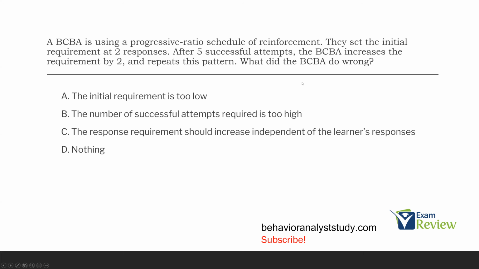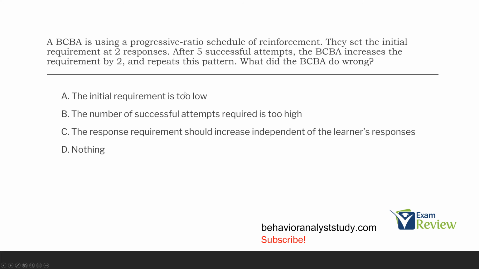So, what did the BCBA do wrong here? A, the initial requirement is too low. The initial requirement is 2 responses, one above continuous reinforcement. Definitely not too low, seems fine. B, the number of successful attempts required is too high. Well, if they do it 5 times in a row, that seems like a pretty good time to move on. So, nothing wrong with that. Again, it also doesn't clarify if it's a required amount of attempts. We just know the BCBA decided to increase it at 5 attempts. So nothing wrong there.